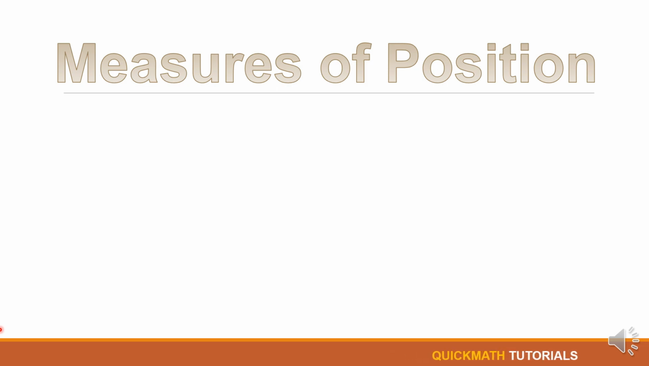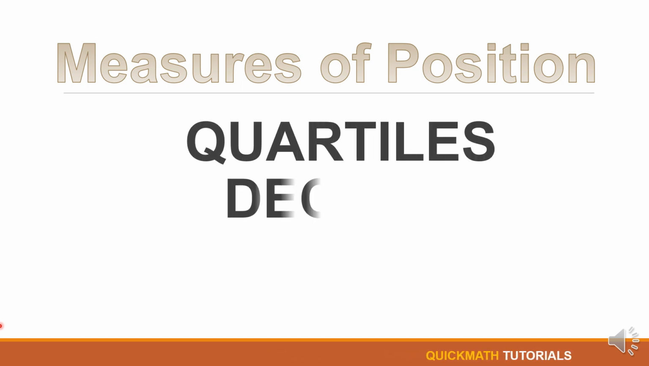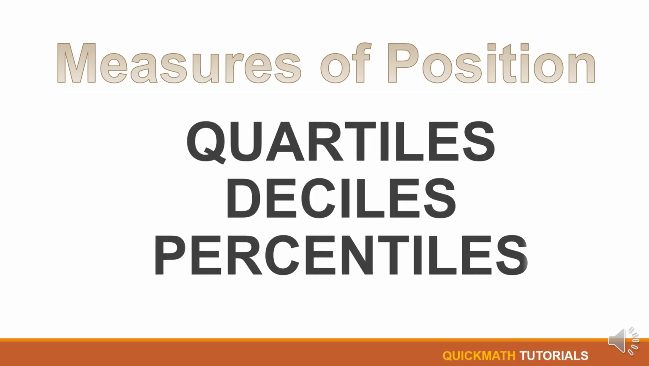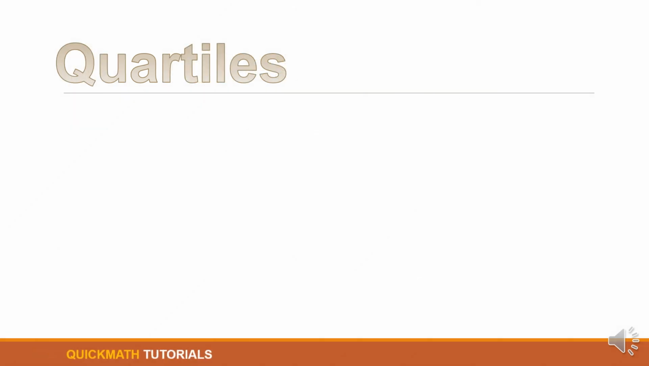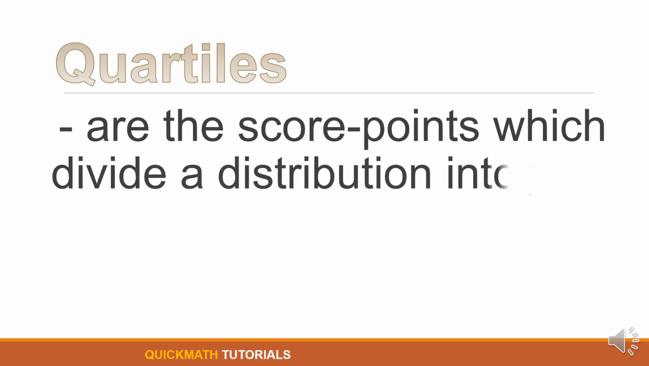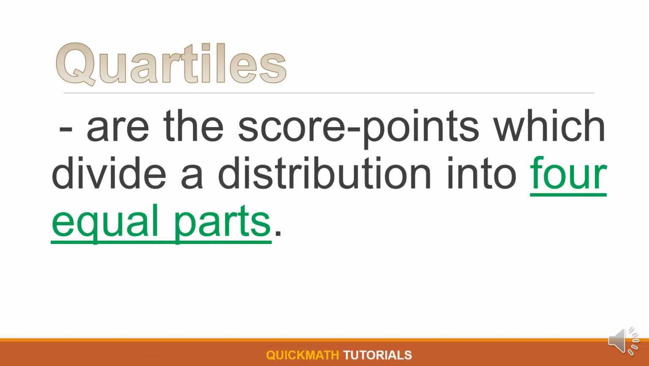Before we solve for the measures of position, in this session, we will know what the measures of position are. We will discuss data analysis by dividing it into 4, 10, and 100 equal parts, or what we call the quartiles, deciles, and percentiles. First, let's have the quartiles. Quartiles are the score points which divide a distribution into 4 equal parts.